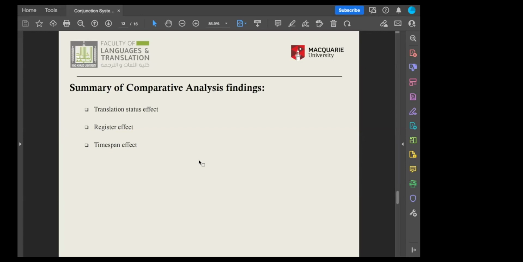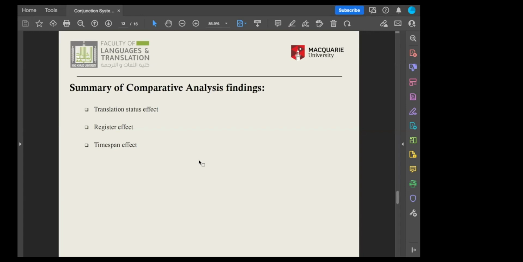And the frequency changes are evident first in translated and then original Arabic over time. This short-term diachronic effect may be explained as a translation-induced language change, where translation appears to be a trigger for such language change, along with other factors of language contact.